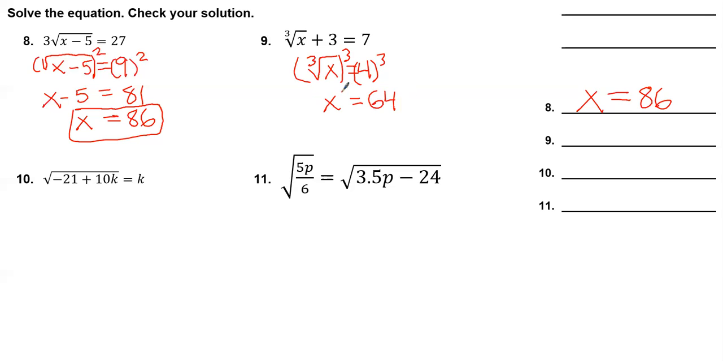And then, of course, we can check that. I shouldn't have boxed it. I should wait to box it until after I check. But okay, cube root of 64 is 4 plus 3 is 7. So we know that that's correct.